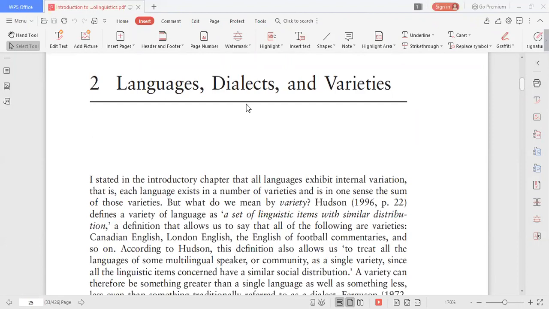Yes, sir. Okay. Now, here in this chapter, actually, he tried to talk about the languages, dialects, and varieties, especially he emphasized the varieties in the very first few pages. And then also he'll be talking about dialects and also the relationship between languages and dialects. And also he will be talking about the different kinds of varieties.